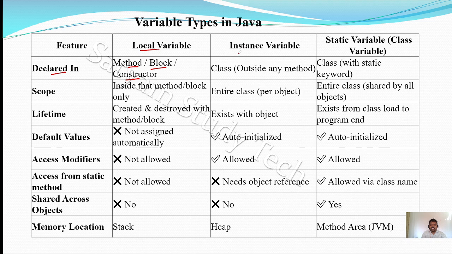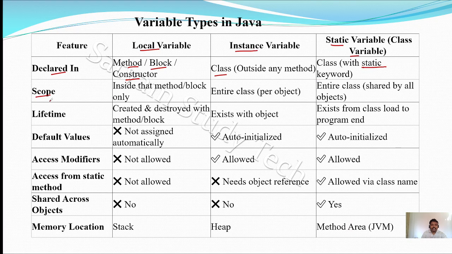A variable declared inside the class but outside of all the methods is called an instance variable. A static variable, or class variable, is a variable declared within the class, outside of all the methods and constructors, using the static keyword.